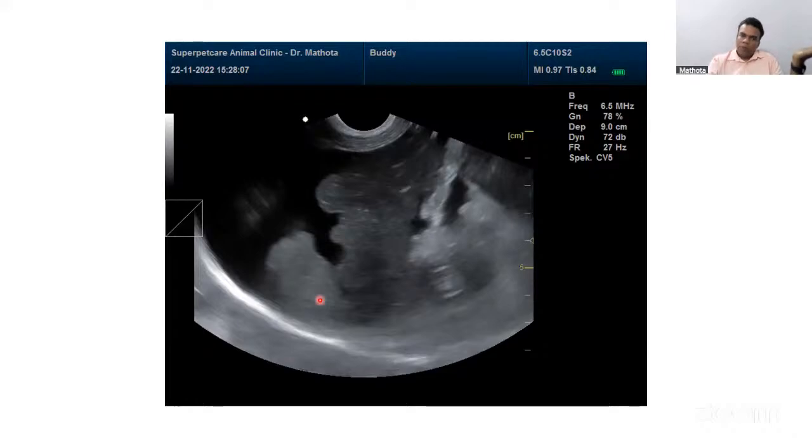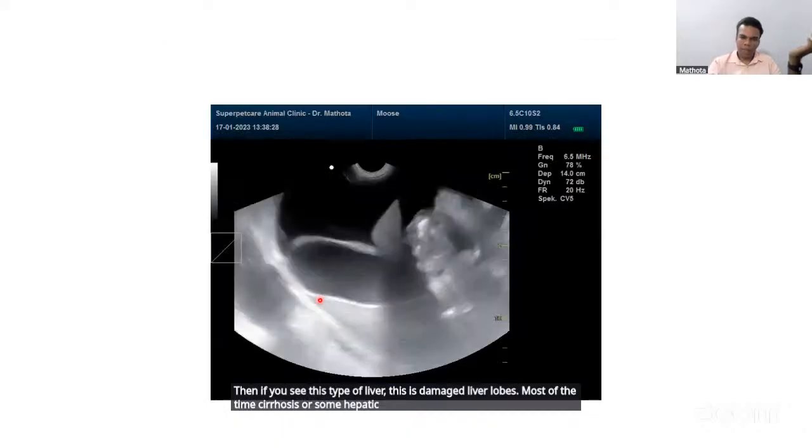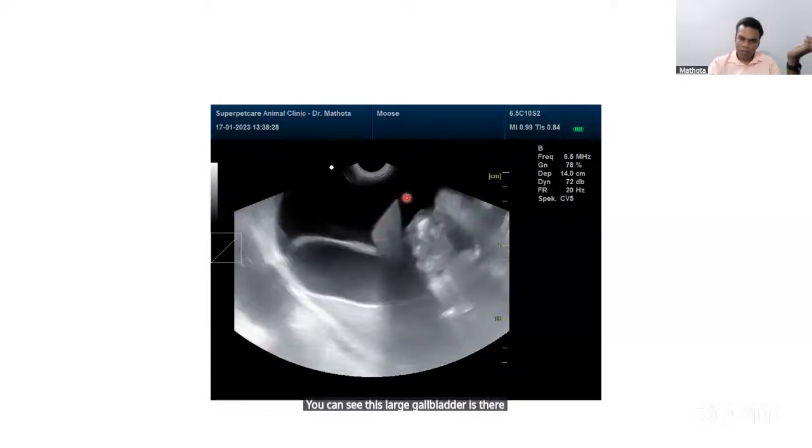If you see this type of liver, this is damaged liver lobes. Most of the time cirrhosis or some hepatic fibrosis is there. Then this is the microhepatica condition, sometimes with cirrhosis. You can see this large gallbladder is there, but the liver lobe is very small, a shrunken liver lobe.